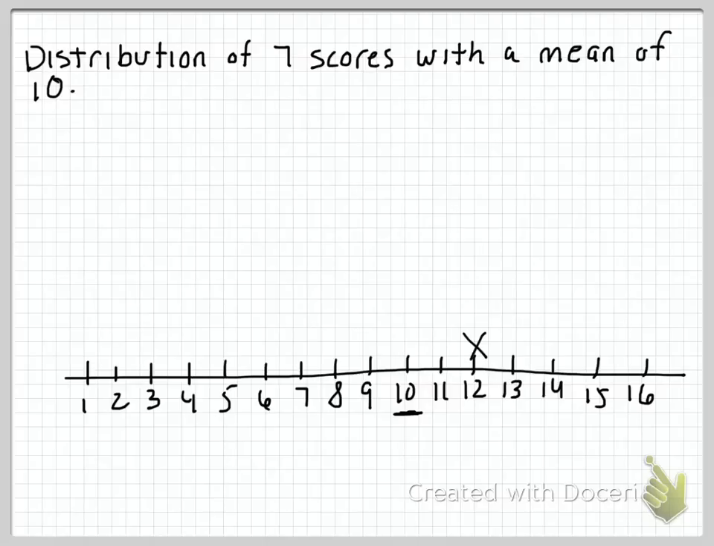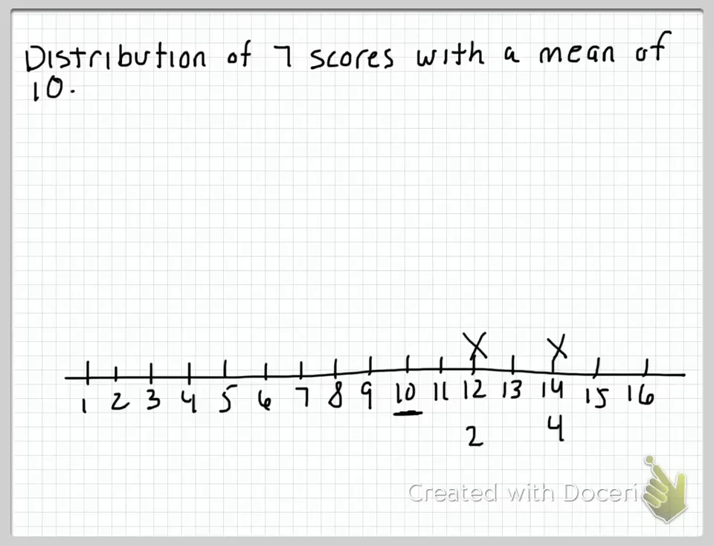It doesn't matter. I'm going to put one score at 12. A score of 12 is 2 above the mean, so that has a deviation score of 2. Now remember, the deviation scores need to balance above and below the mean so that they're equivalent. So let's say I'm also going to add a 14 to my distribution. Now 14 is 4 above the mean, for a total deviation of 6 above the mean.